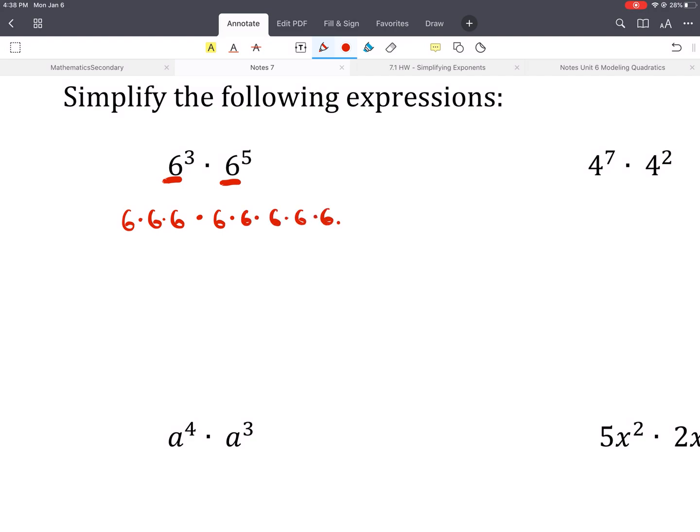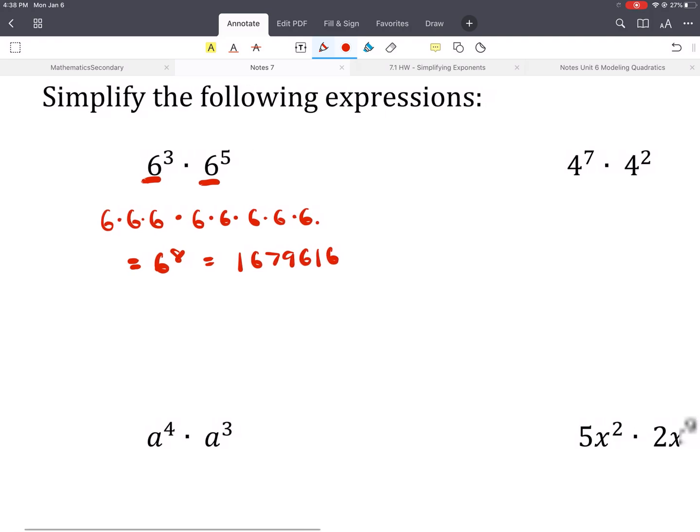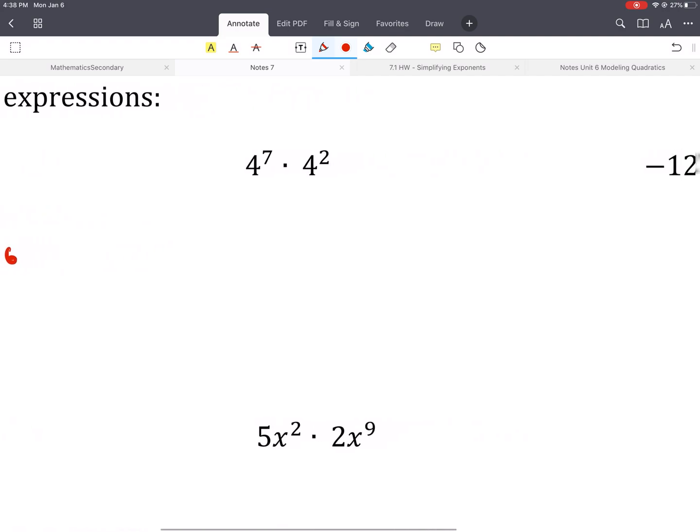Okay? And then we can look at that and we say, well, how many sixes do we have? Well, that's 8. All right? So that would be the same as 6 to the 8. You plug that into your calculator, you'd end up getting some big honking number. But this is kind of the important part that we're looking at. But we still want to simplify it. So let's look at another example.